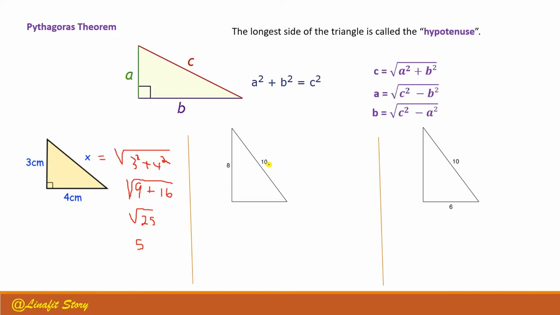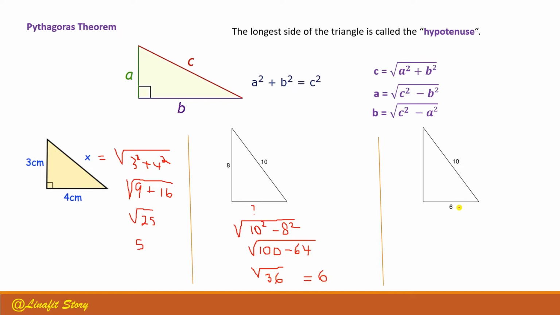This is 8, this is 10. So to get the unknown side here, the square root of 10 squared minus 8 squared. 10 squared is 100, 8 squared is 64. So 100 minus 64 is equal to 36. The square root of 36 is 6.